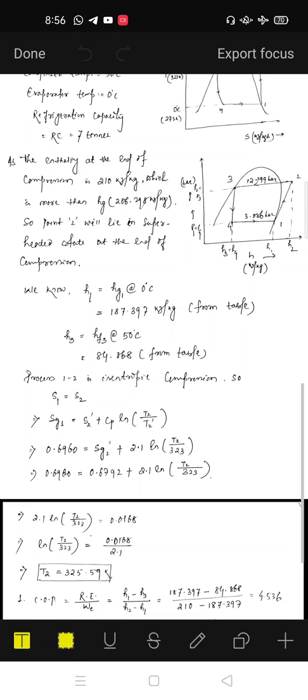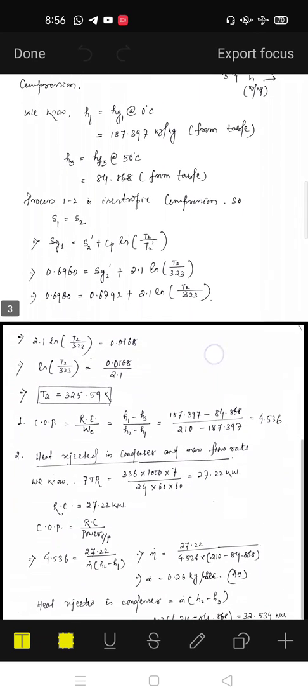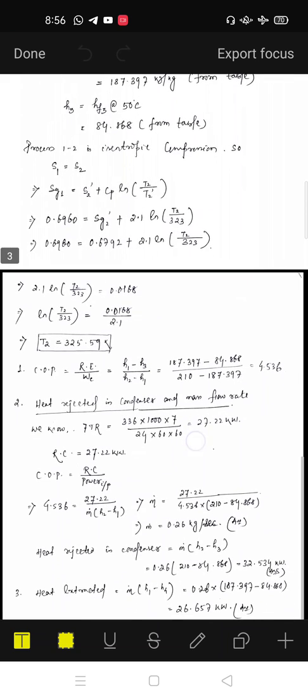But in place of S1 you can write SG1, and in place of S2, as it is a superheated state, you can directly write S2 dash plus Cp ln T2 by T2 dash. Students, just put all the values and you can find the temperature T2; it will be 325.59 Kelvin. Now it is very easy to find the COP, which is the refrigeration effect divided by the work done by the compressor. The result is 4.536.